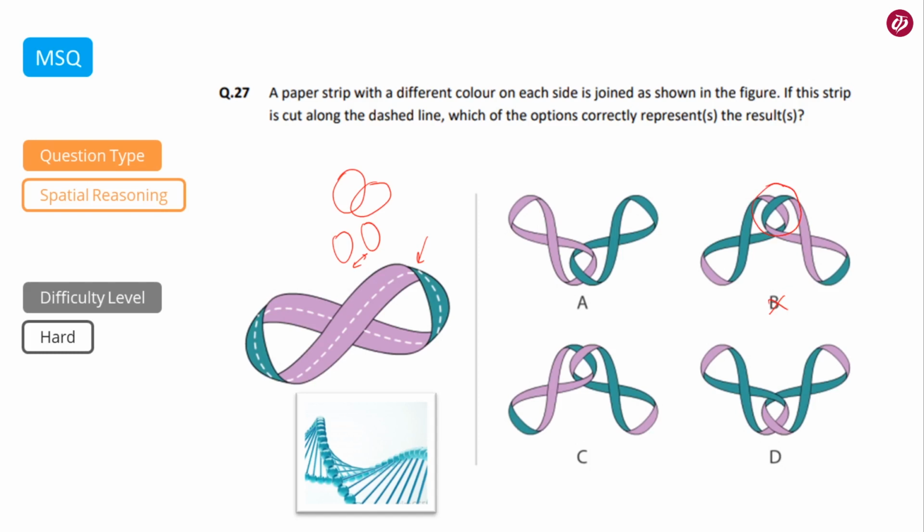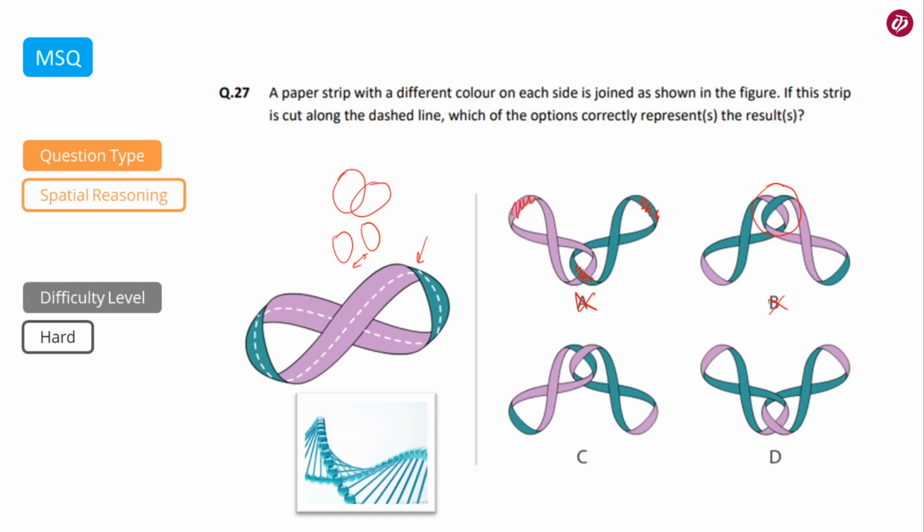Now look at option A. How can both sides of the paper be of the same color? This is not possible. If one side is green, the edges of the other side should be pink. Hence, this is also a wrong option. Now what to do about C and D? Are we supposed to imagine the correct position of these figures? Because it is too difficult to imagine in the examination hall. The stress is so much, so what do we do?